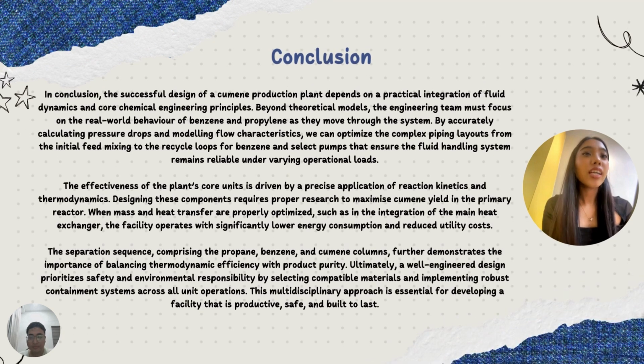In conclusion, this project demonstrates how fluid mechanics and chemical engineering principles are used to design a cumin production system. By calculating flow rates, pressure losses, and pump requirements, we ensure that the pipeline system can transport cumin safely and efficiently. Proper equipment selection, material choice, and safety systems help ensure reliable plant operation.